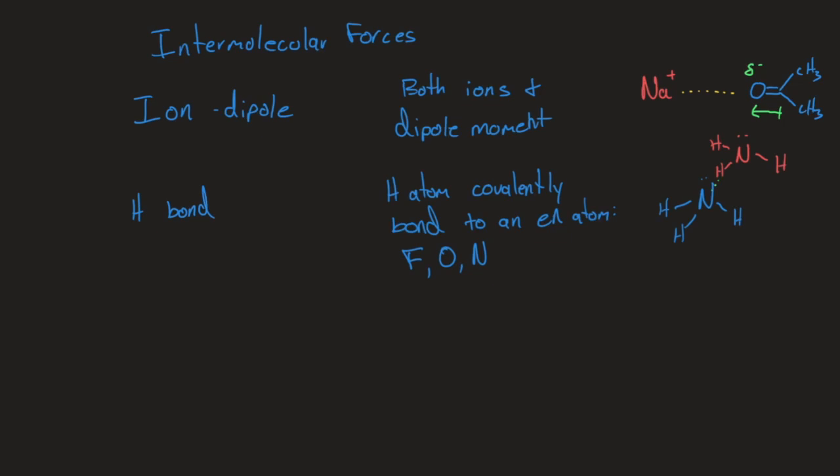In the way this is drawn, I might call this ammonia a hydrogen bond donor, and this molecule a hydrogen bond acceptor. In order for something to be a hydrogen bond acceptor, it just has to have an electronegative atom. It doesn't have to have that hydrogen covalently bound to it. So acetone, which we saw in the previous example, can be a hydrogen bond acceptor.